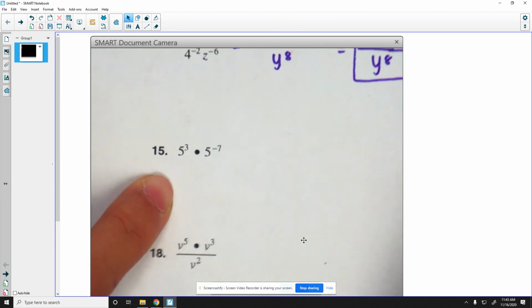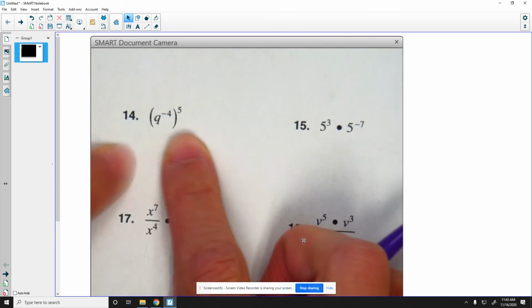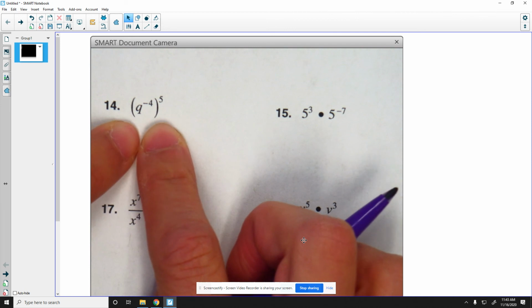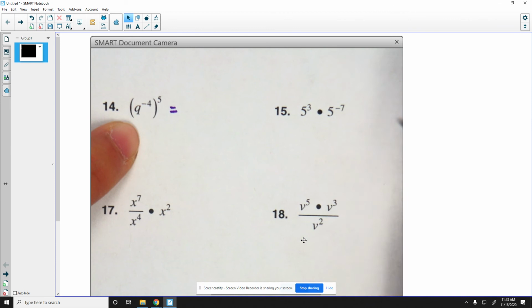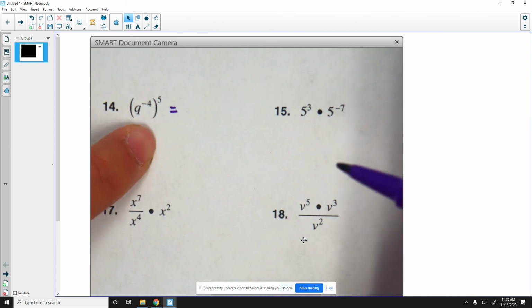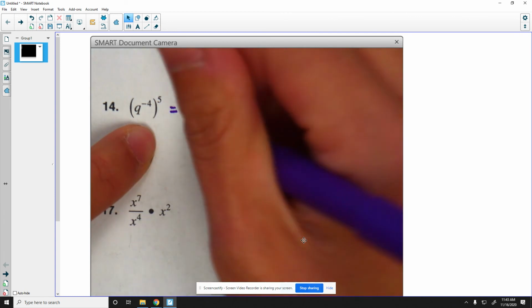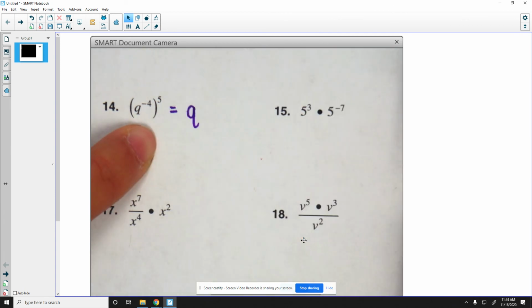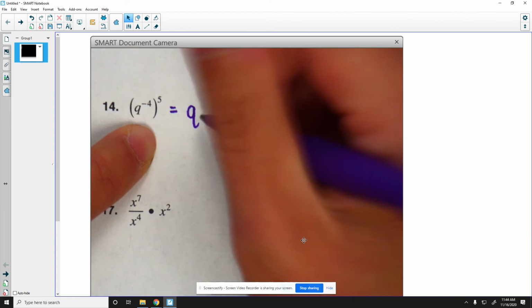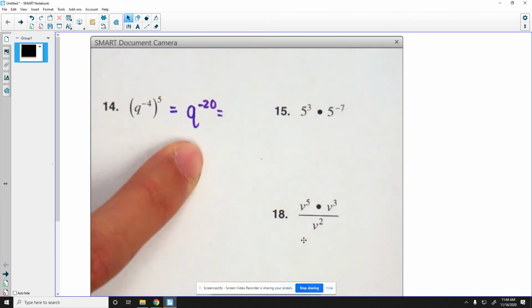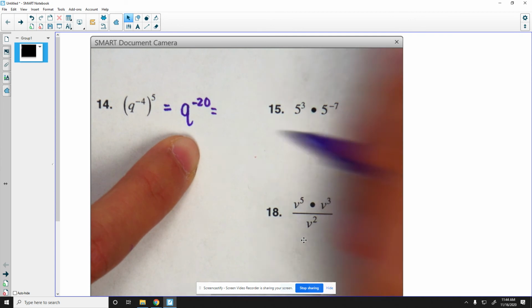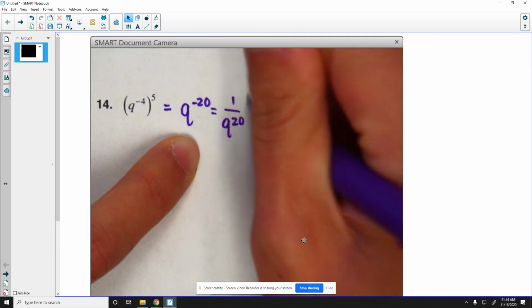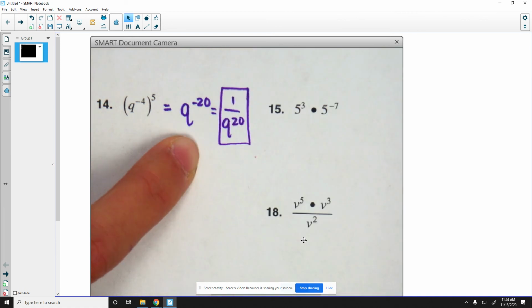All right, number 15. No, let's do 14. Number 14. Someone online, tell us, what do we do? Times negative 4. Yeah, distribute times, thank you. So what do I get, guys? Q to the negative 20. Okay, someone online, I'm not done. Now what do I do? Make it into a fraction. Flip it because it has a negative exponent.